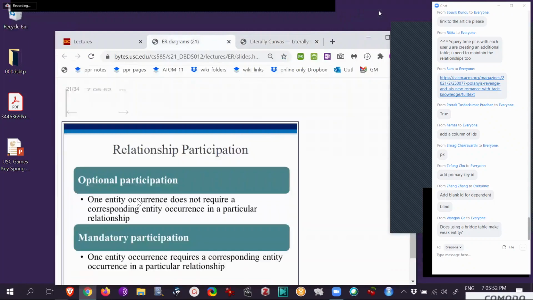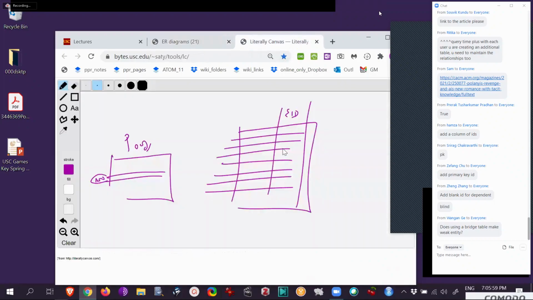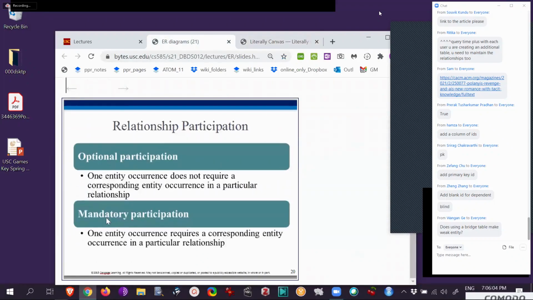So easy to read. Optional means, again, this means row. So one row on the left-hand side does not require a corresponding entry somewhere in some other row. That's all. On the other hand, the opposite, called mandatory, means compulsory. Somebody on the left-hand side must appear at least one time on the right-hand side.